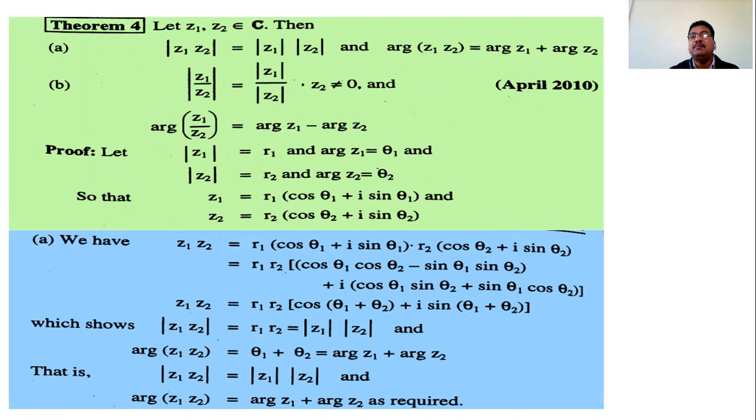We know that log a into b is what? Log a plus log b. And log a by b is what? Log a minus log b. That is, this argument behaves like a logarithmic function.